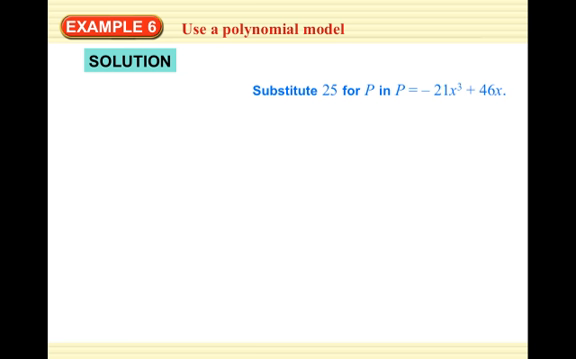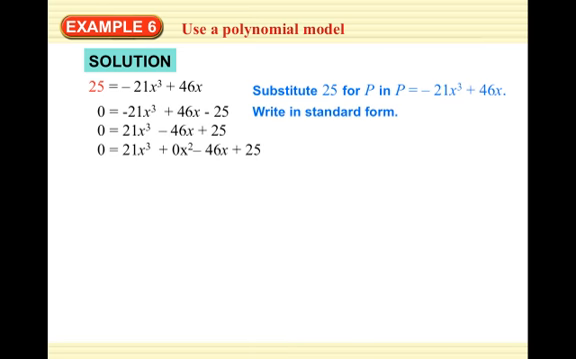All right, we're going to substitute 25 for P because remember these things are in millions. So we're going to get 25 equals -21x cubed plus 46x. We're going to write it in standard form. So we've got 0 equals -21x cubed plus 46x minus 25. I'm going to divide everything by -1 just to make my life a little easier. And so when I divide 0 by -1, it's just 0. And then it equals 21x cubed minus 46x plus 25.